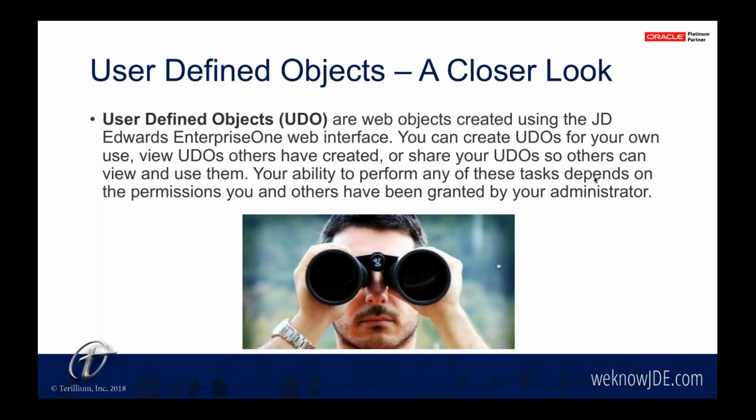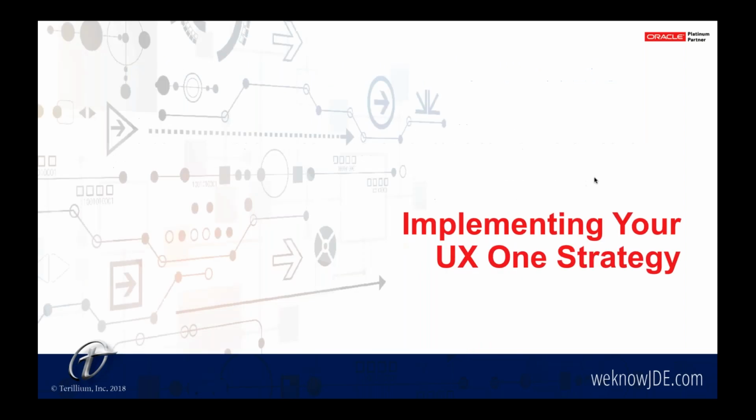So at the core of the UX1 is the user-defined objects, or the UDOs. UDOs are these web objects that can be created using the Enterprise One web interface. So when you're logged into the system, there are all of these different UDO types that you can create and share and help personalize your experience within Enterprise One. So I'm going to talk about how those user-defined objects are important in the implementation of your overall UX1 strategy.